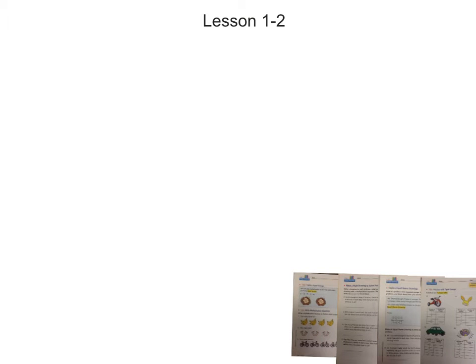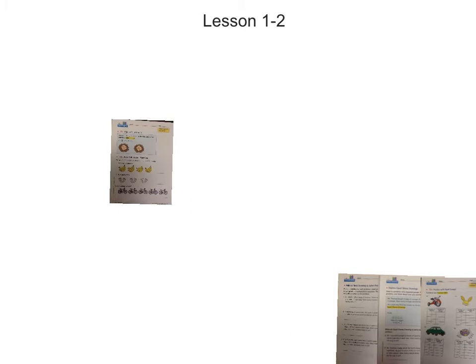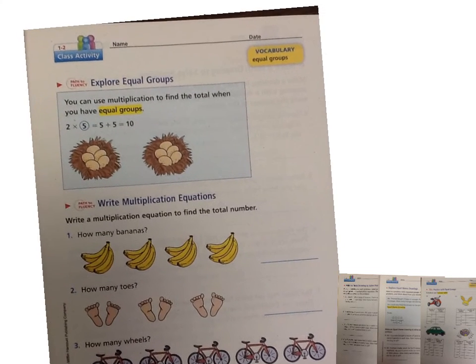Alright, boys and girls, today's lesson is lesson 1-2, and we're going to work with multiplication as equal groups. In 1-1 we talked a little bit about it when we worked in fives. We showed different groups of five. So today we're going to expand on that a little bit. The first thing I want you to do is turn to page 7, please.